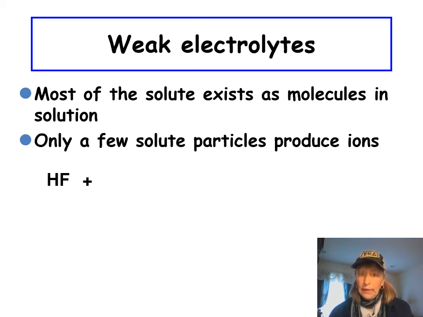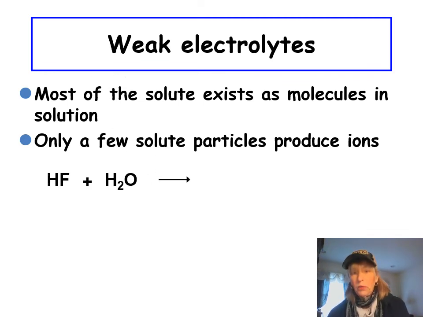So this is how the equations are going to differ. When you have a weak electrolyte and you're writing an equation for dissolution, remember how we were putting the water over the arrows? We no longer put the water over the arrow. We write it on the reactant side as a reactant. So our solute, hydrogen fluoride, and we're adding our solvent, water. Arrow to show what we are going to get.